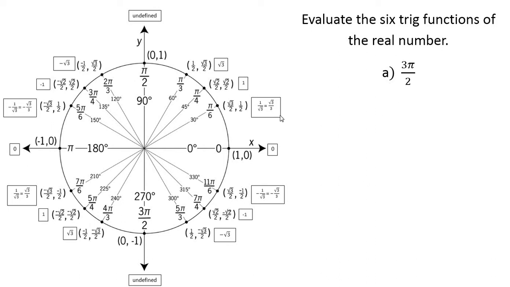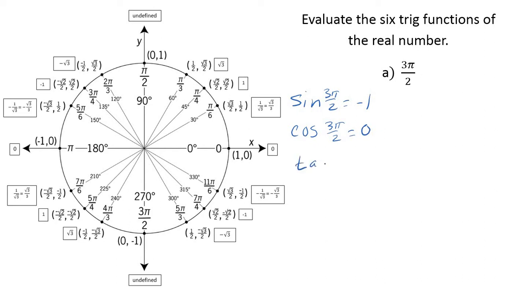So 3 pi halves, let's find that on the unit circle. Of course, we go all the way around, it's pointed straight down here, it's 270 degrees. And so sine, I'll just go in order here. Sine of 3 pi halves, remember what we look at there? It's going to be the y value, right? So it's just -1. Cosine of 3 pi halves then is the x value. It's 0 in this case.